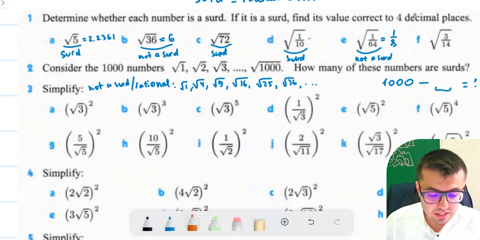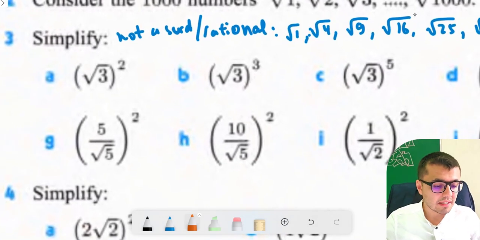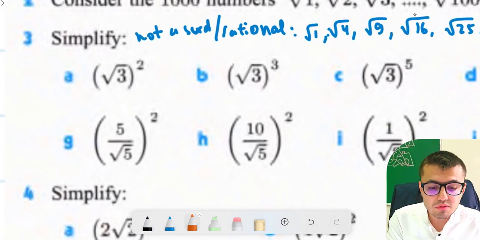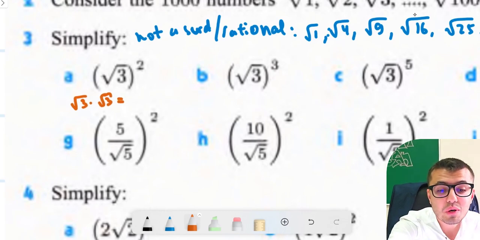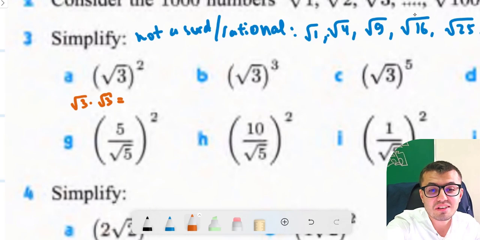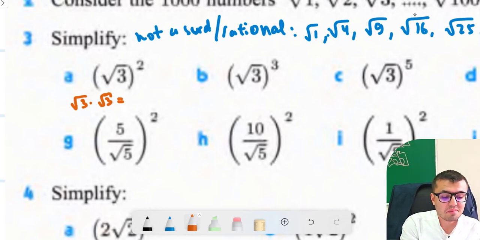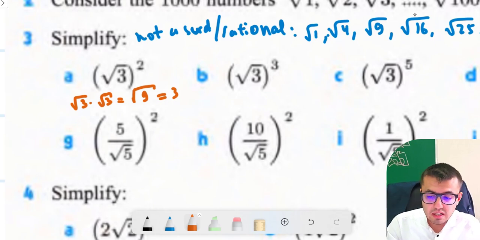So the next one, simplify. For example, let's do A. In the third question, A is really easy. Root 3 squared is just root 3 times root 3, right? You may write the answer right away. By the way, I'm going to show the longer version. The longer way is to multiply the numbers under the root sign. When you have the same roots, you can multiply 3 by 3. That's root 9, and root 9 is just 3, right? It's a normal number.